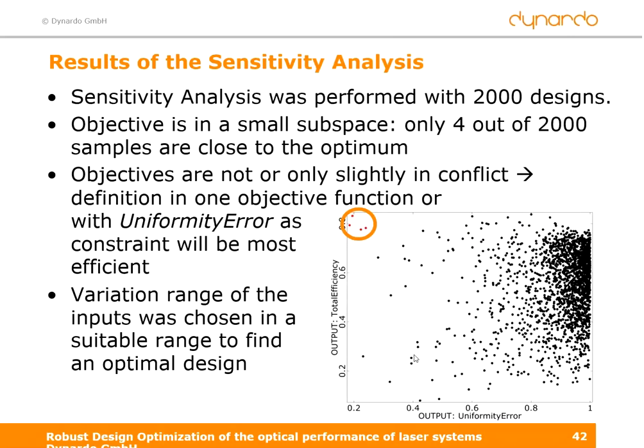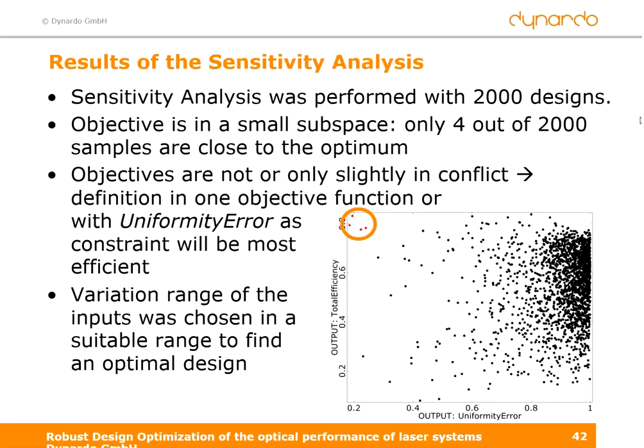So as a result, we used 200 designs with Latin hypercube sampling, and we found out that our objective is in a very small subspace, because only 4 out of 2,000 samples are close to this optimum. Because you see here that we would like to increase the total efficiency and decrease the uniformity error. And you see here only 4 designs.